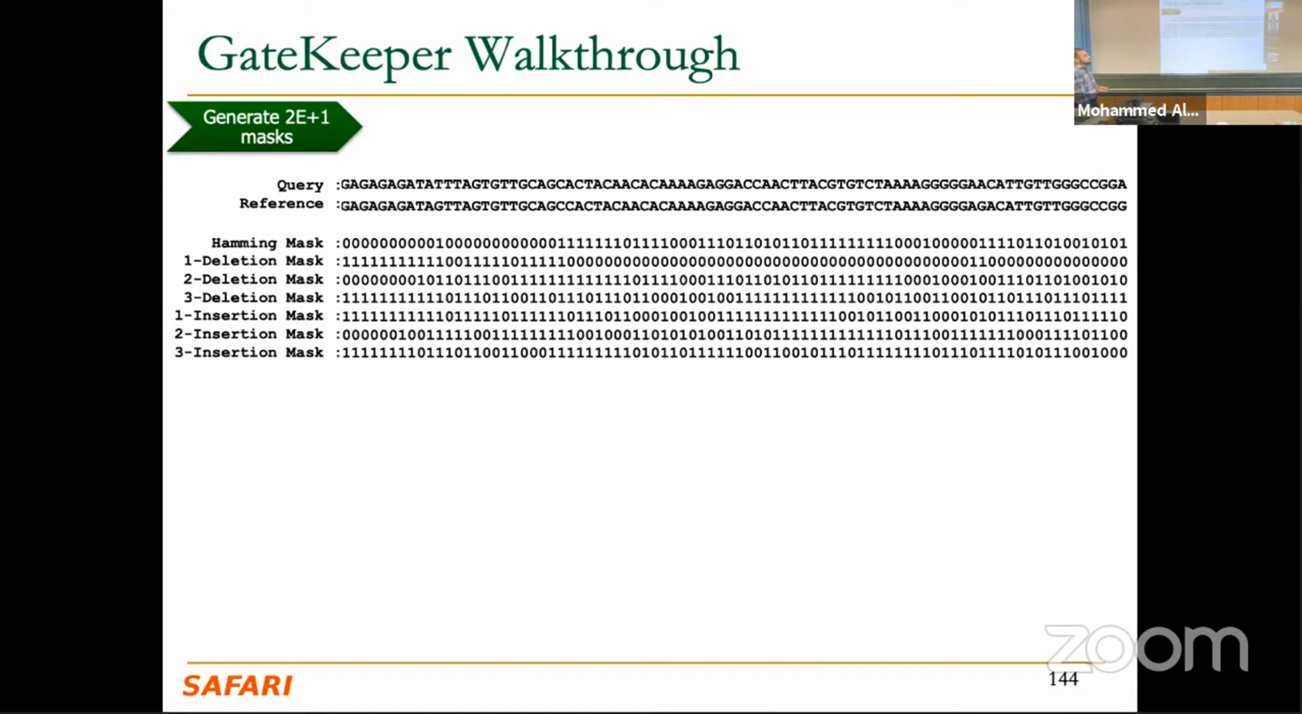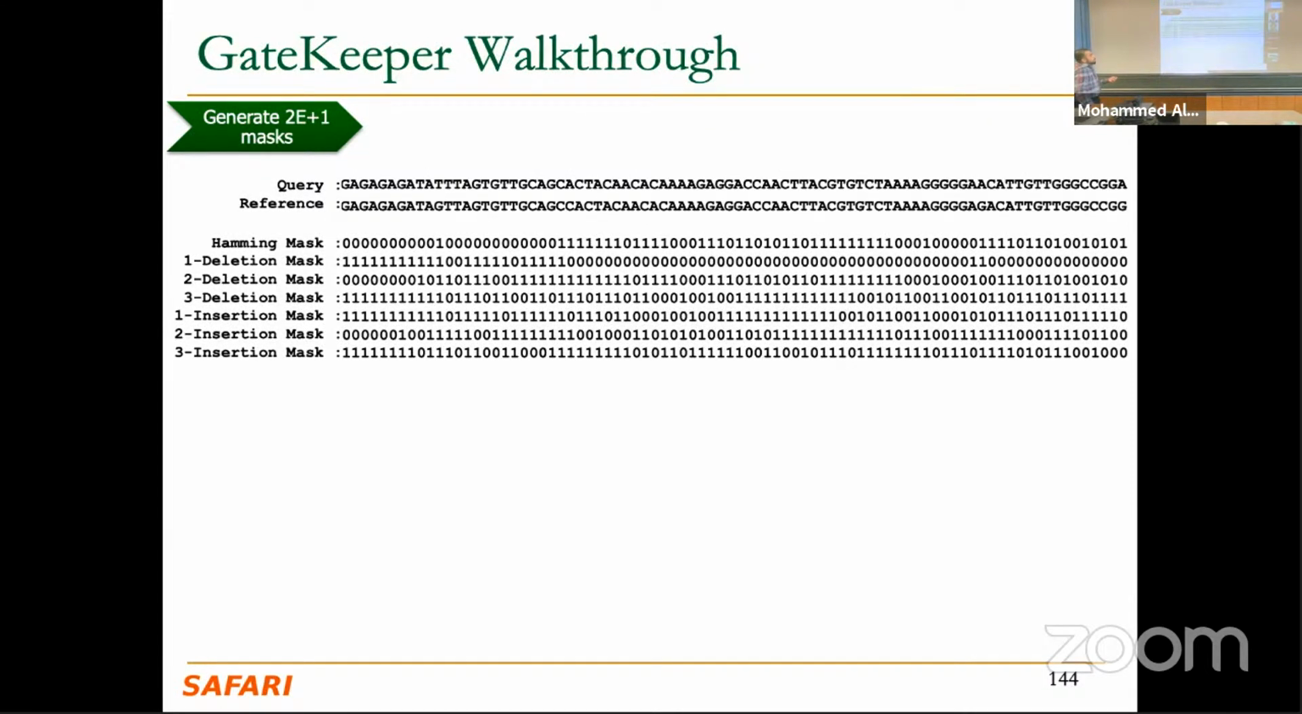What does that mean? Let's see a real example. There's a real genomic sequence. This query and this reference, we want to compare them together quickly without using a dynamic programming algorithm. So we said generate 2E plus 1 sequences. What is E? E is the edit distance threshold. So if your edit distance threshold is 3, then you are going to generate 7 vectors, as we have here. So we have 7 vectors because I set E to 3.